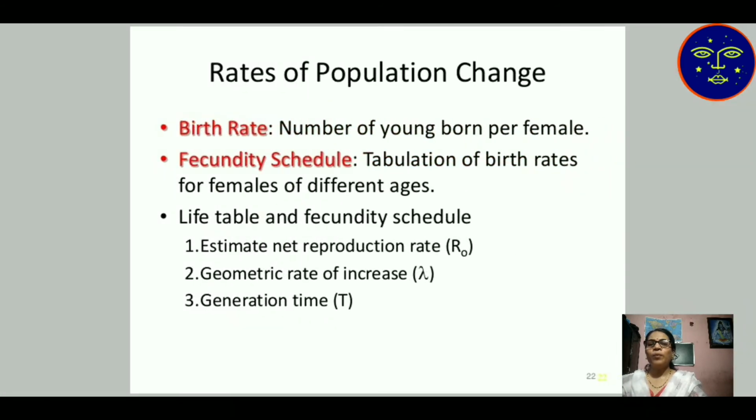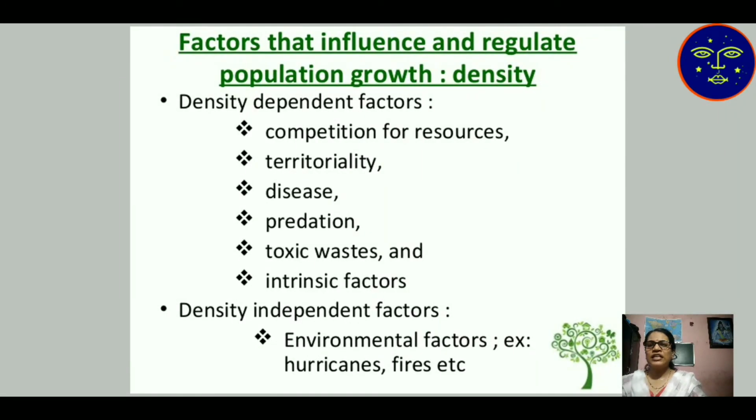Then rate of population change. First is birth rate. The number of young born per female is known as birth rate. And the fecundity schedule is a tabulation of birth rate for females of different ages. The life table and fecundity schedule estimate the net reproduction rate, that is R0. The geometric rate of increase is lambda, and generation time is T.